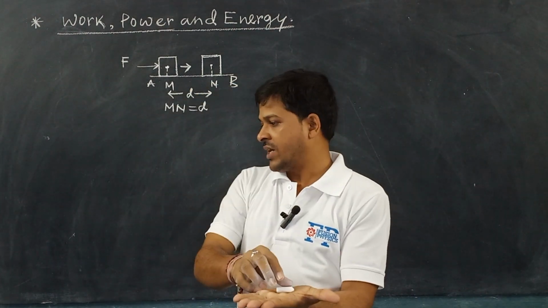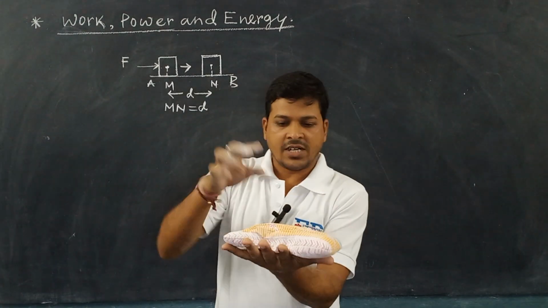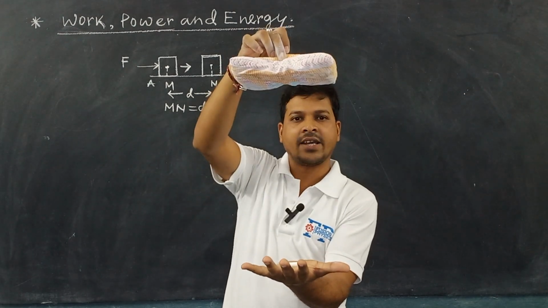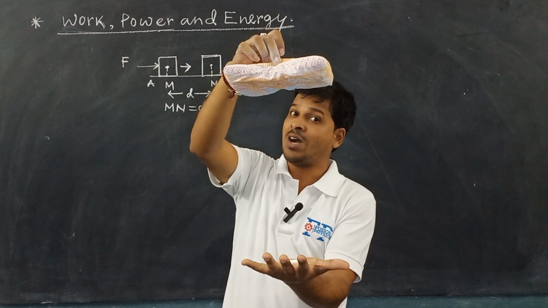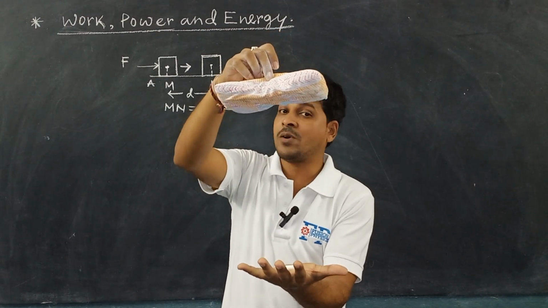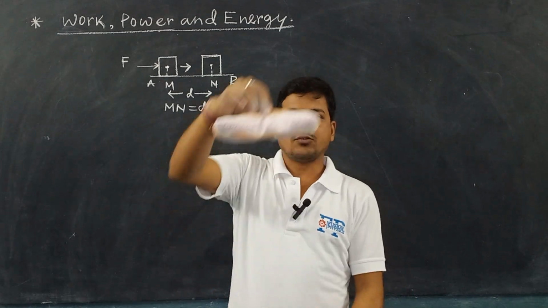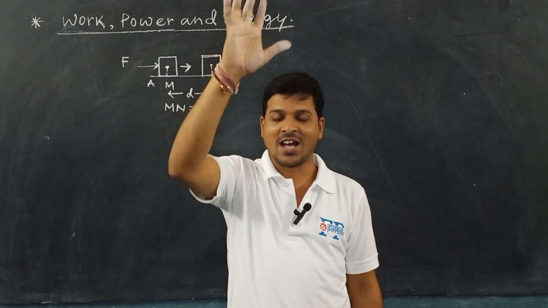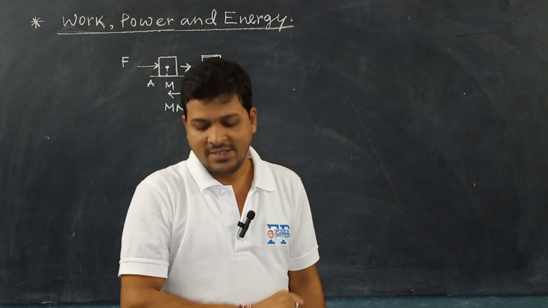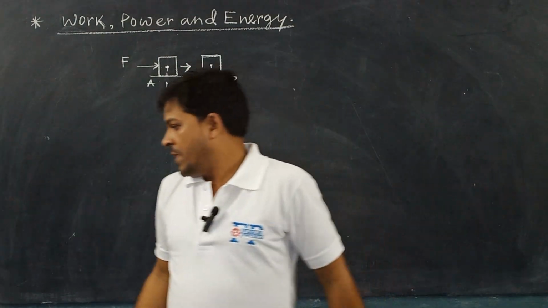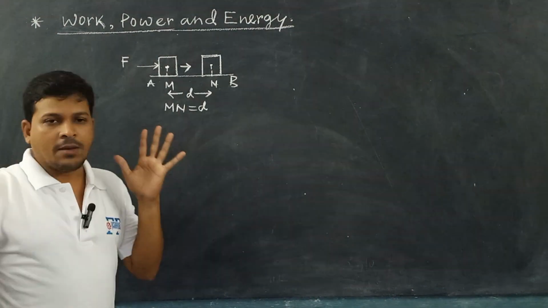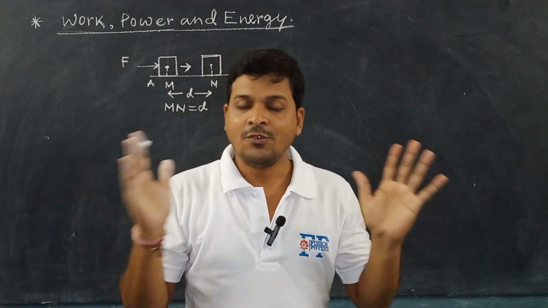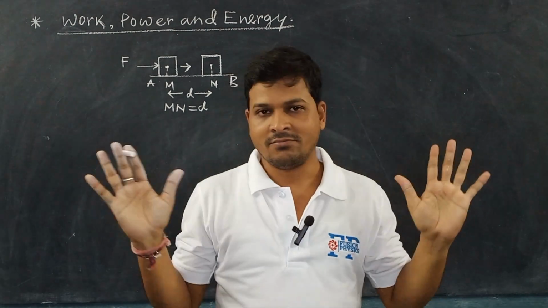When we lift an object, let this be the duster, now the duster is in my hand. When it is raised to a certain height, some amount of work is said to be done. Similarly, when it is dropped from this height to the ground, also some amount of work is said to be done. So how can we measure this? When some force is applied on a body and the point of application of force suffers a displacement, then we say that some work is said to be done.